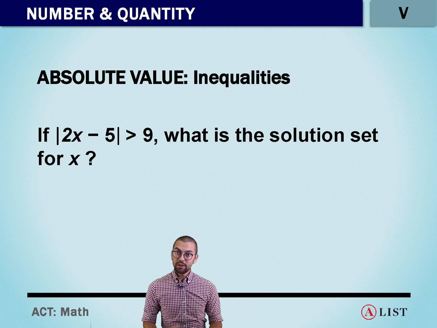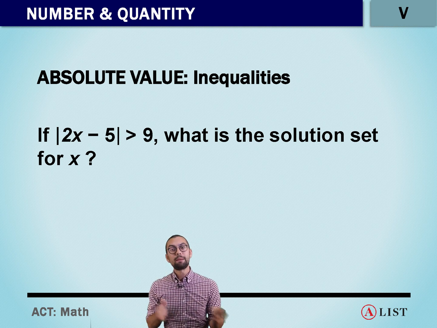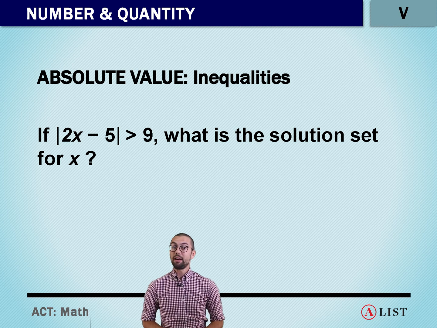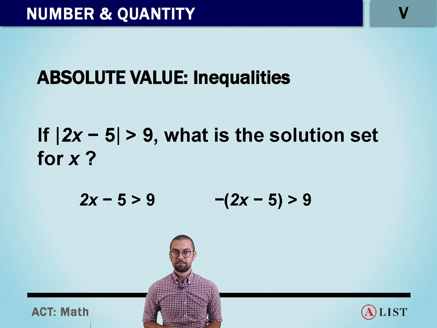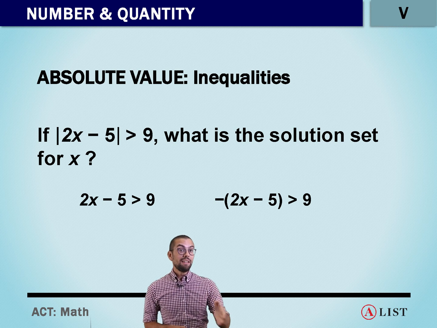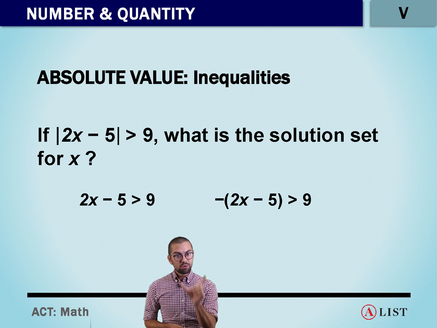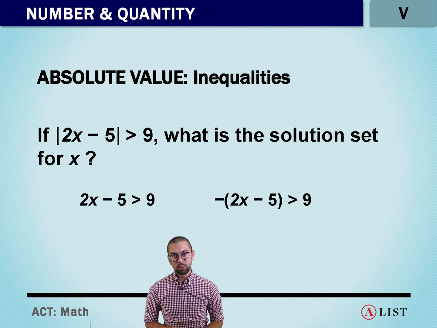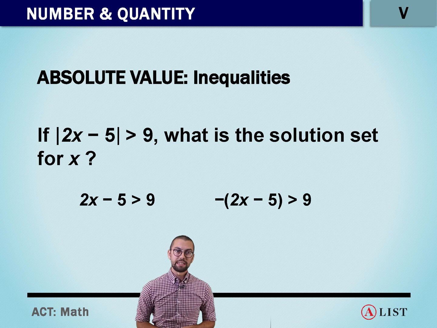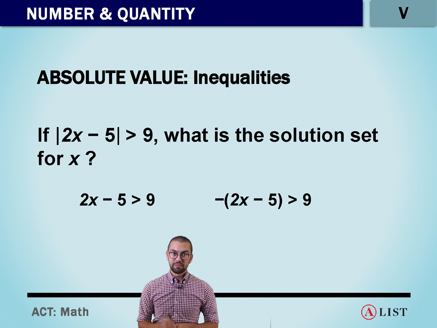Now we start out again the same sort of way we think about having an equation. This inequality will lead to two separate inequalities. One will be simply writing it down without the absolute value symbols: 2x minus 5 is greater than 9. On the other hand, remember, the inside between those absolute values could be positive or negative. So we have to account for the negative as well. That will give us another inequality: negative quantity of 2x minus 5 is greater than 9.